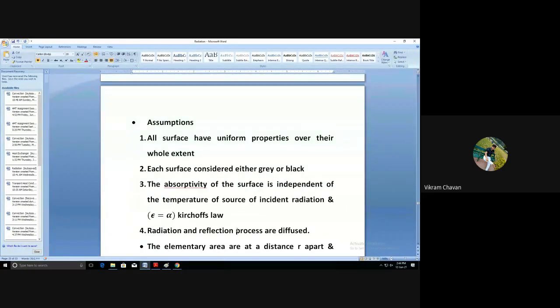Second one: each surface is considered either gray or black.